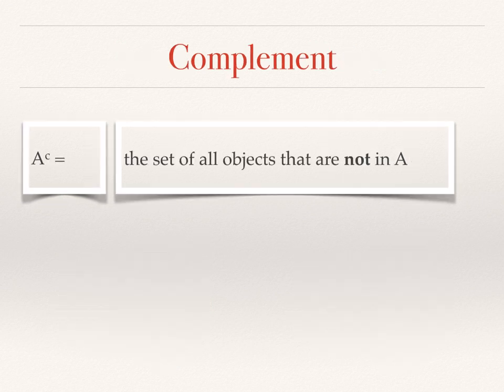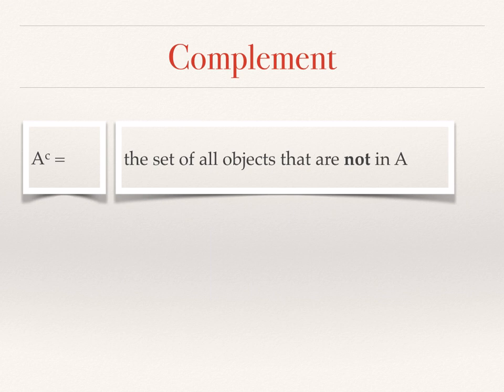Finally, the third operation I want to talk about in this video is the operation of complement. The operation of complement is represented by a small uppercase C. This is a superscript that you write in the top right part next to the name of the set. In this case, I'm using the name A.